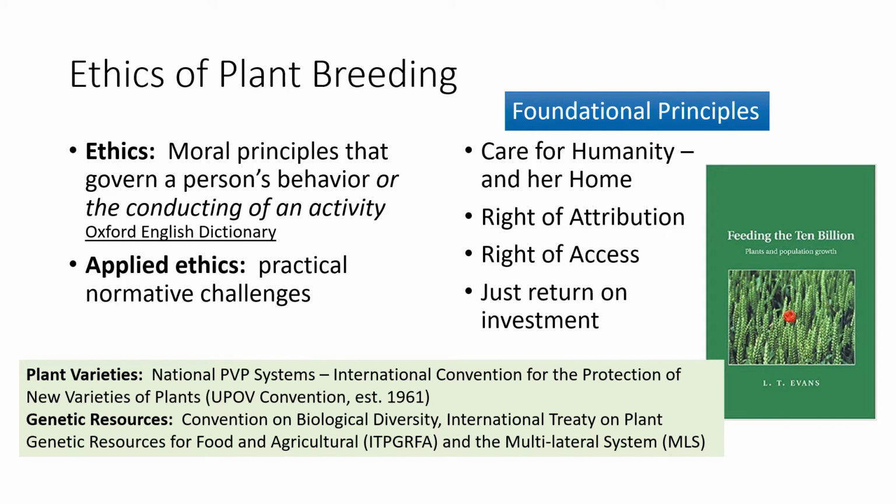Following ratification of the Convention on Biological Diversity in 1993, genetic resources are no longer managed as a common heritage, but as resources with sovereign rights. Genetic resources can no longer be accessed without prior informed consent and mutually agreed terms. The International Treaty on Plant Genetic Resources for Food and Agriculture and the associated multilateral system manage access to genetic resources on behalf of member nations.